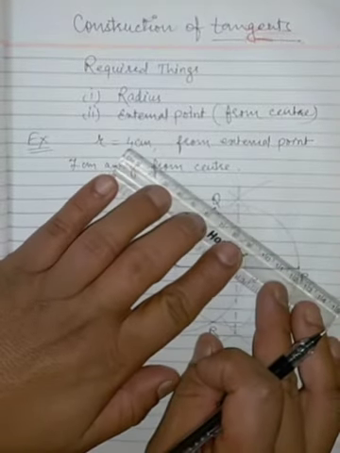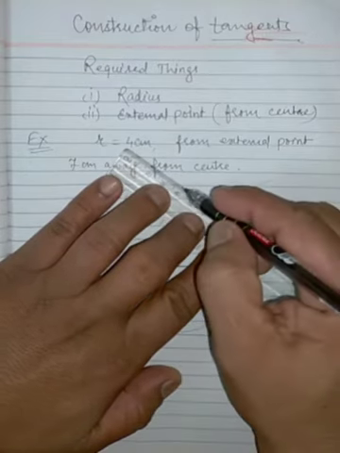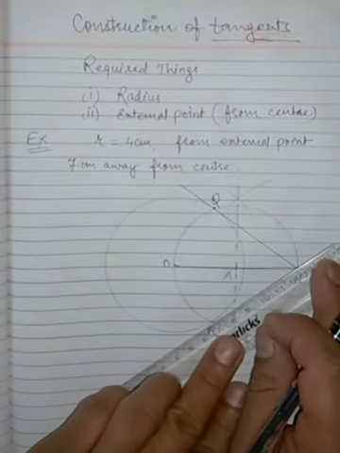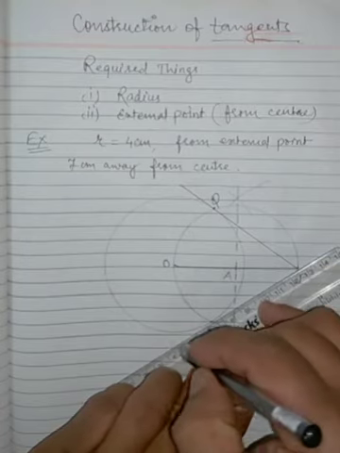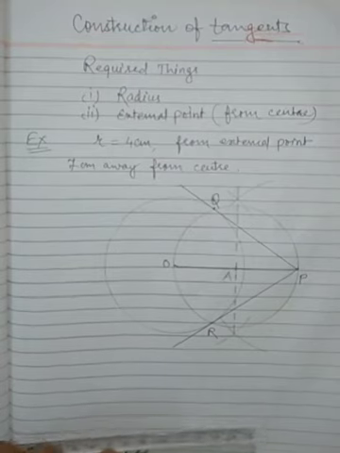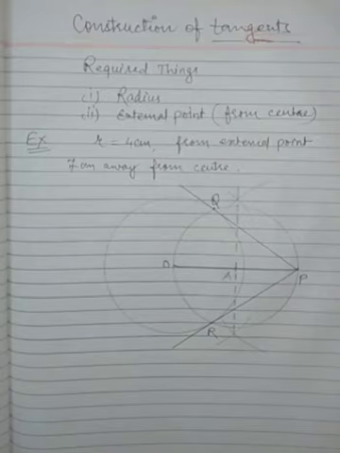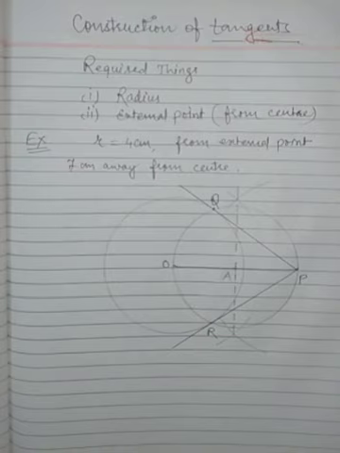Now we have to join PQ and RP, which are our pair of tangents. Okay, so this way we have to construct the pair of tangents. It is the basic question in which we will be given the radius and an external point some distance away from center. From that point we will draw the pair of tangents.